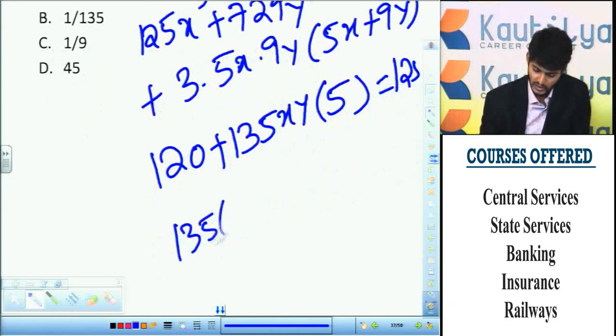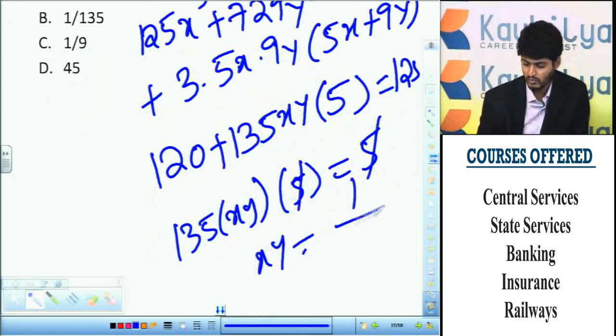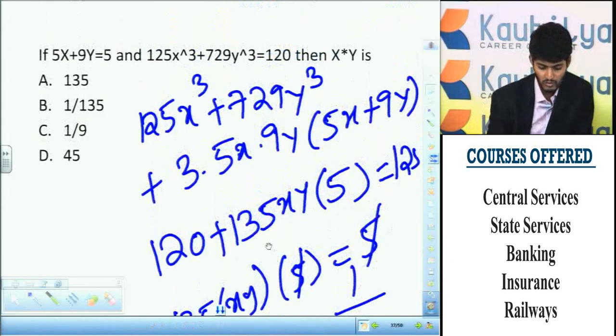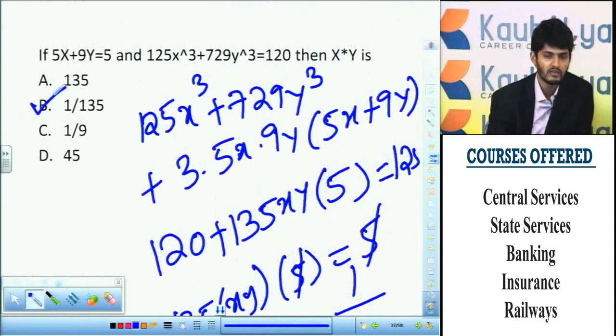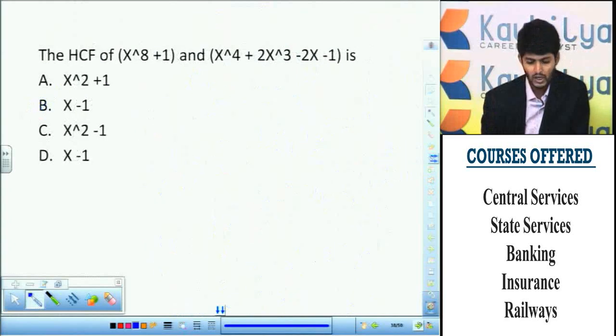So you will get 135xy into 5 is equal to 5. So 5 will get cancelled. So xy will be 1 by 135. Now you have seen how we have used the formula of (a plus b) whole cube in a different way in both these given problems. So remember this way of adjusting the given formula to get your answer.